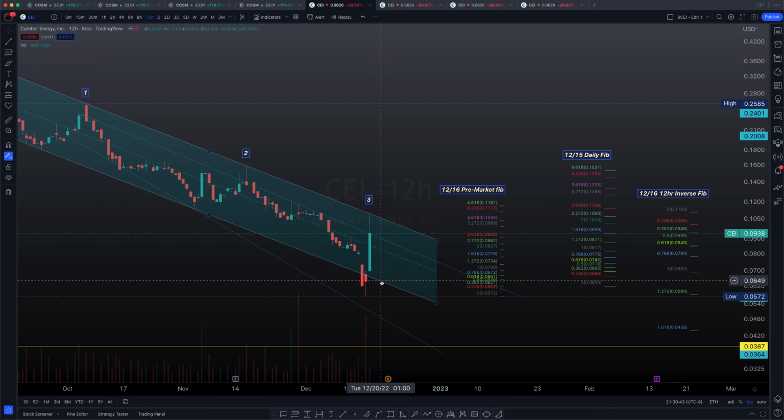Now, the lower end of the channel itself is not confluent with any targets other than the pre-market December 16th pre-market fib right at the 0.618. That's very confluent. That's good. It could likely be a short-term stop before a little bit of a bounce and continuation onto the downside.